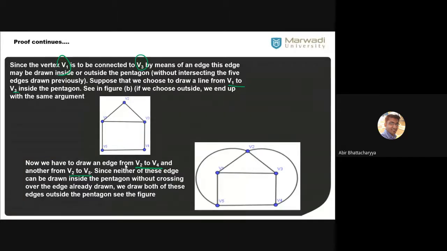Now, everything is near about done. What are the lines remaining to join? V3, V5 and V2, V4. So we will try to join V3, V5 and V2, V4 without edge crossover. Let's try it. If not possible, then we'll fail. Understand?